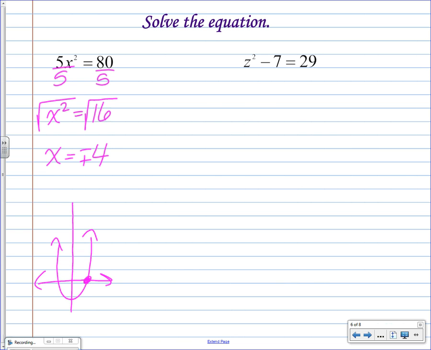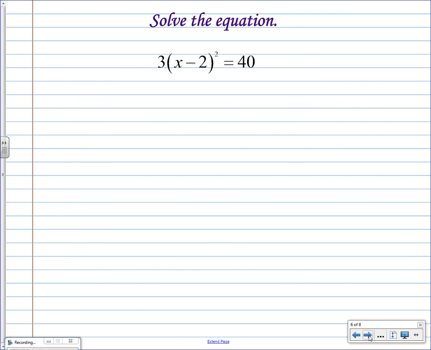All right, next question. Add 7 to both sides. Awesome, I get z squared equals 36. Square root of z squared, z equals plus or minus 6. Okay? Very simple, because 6 squared is 36 and negative 6 squared is also positive 36.